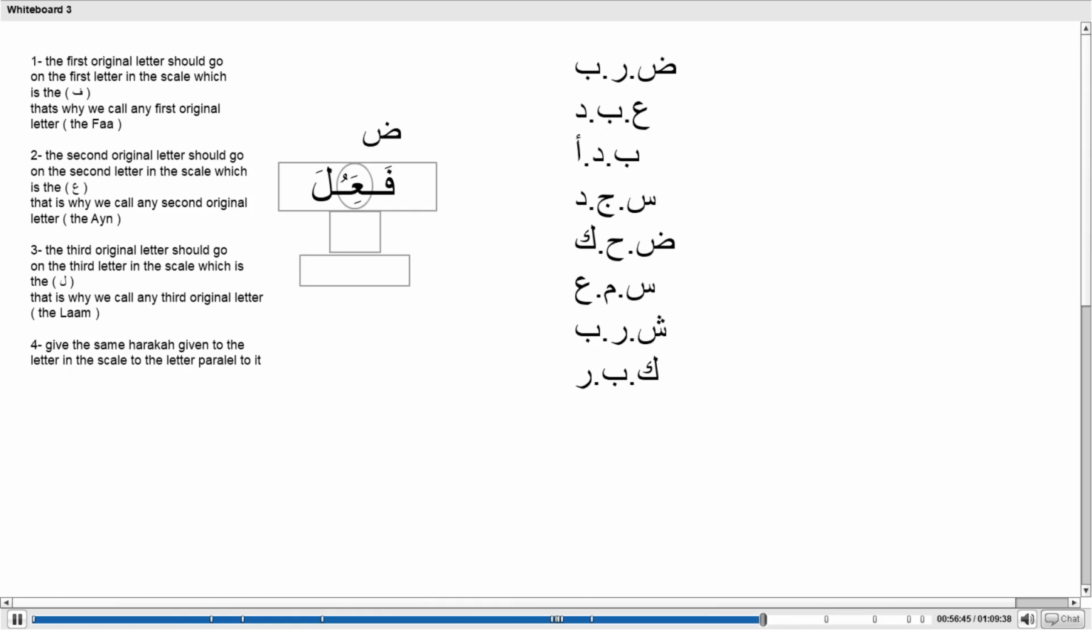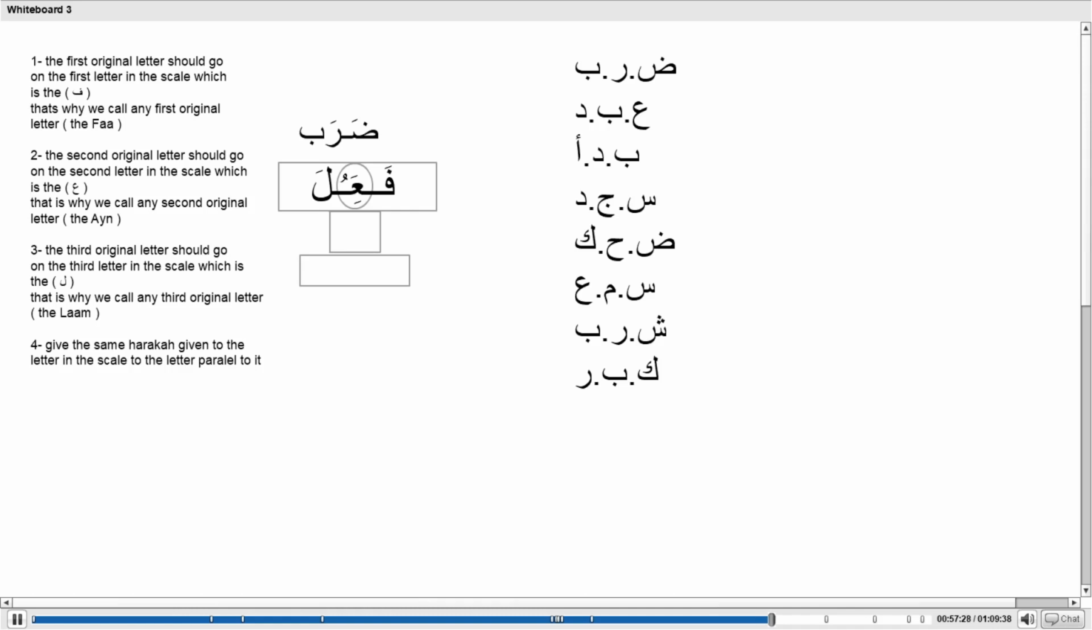There we go. Okay. See, we give it the same haraka we gave it. Ba, fa, ba. Okay? Then what goes over the ayn? The second original letter, which is the ra. And we give that ra what? A fatha. Yeah, same as on the ayn.